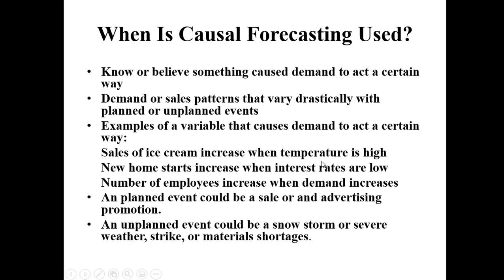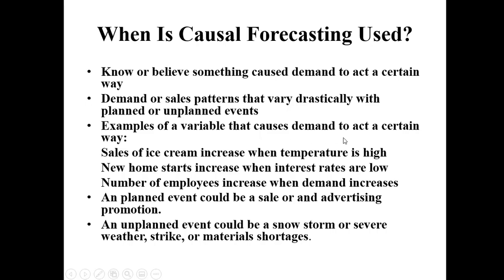Demand or sales patterns can vary drastically with planned or unplanned events. That means, why does the demand or sales pattern drastically change, why is the demand of a specific product going up? There will be some exogenous factors. Due to those exogenous factors, it will be going up or it will be going down.